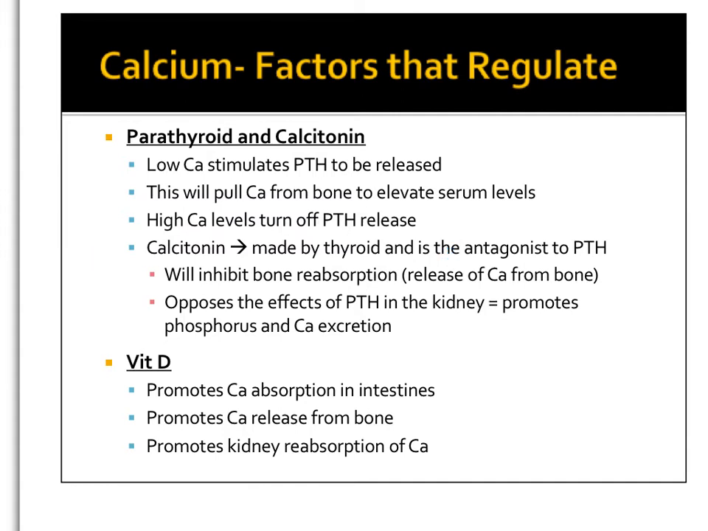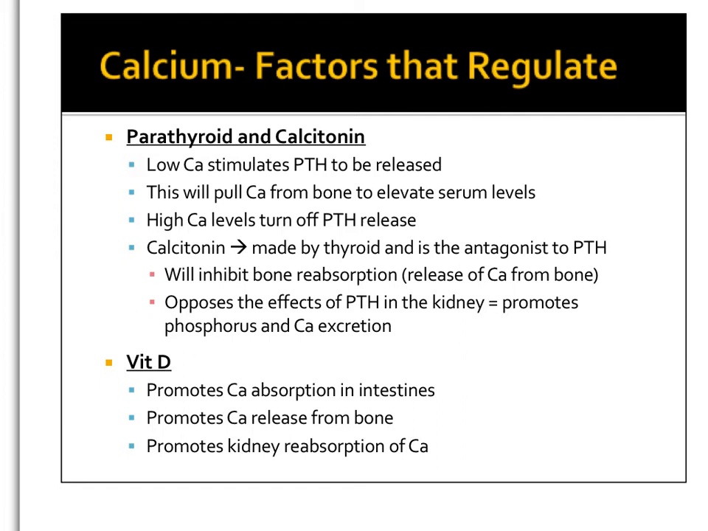Calcitonin is a hormone that's made by the thyroid gland, and it is basically a direct antagonist to parathyroid hormone. Now, this really has four functions. It inhibits calcium absorption in the intestines. It inhibits osteoclastic activity in bones. It stimulates osteoblastic activity in bones, and it inhibits the renal tubular cell reabsorption of calcium, thus allowing calcium to be excreted in the urine.